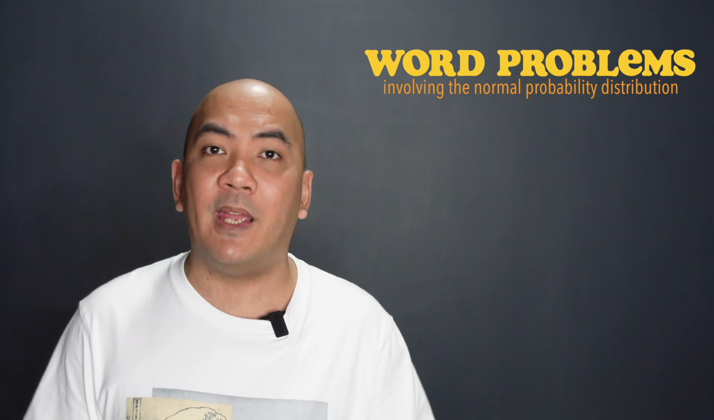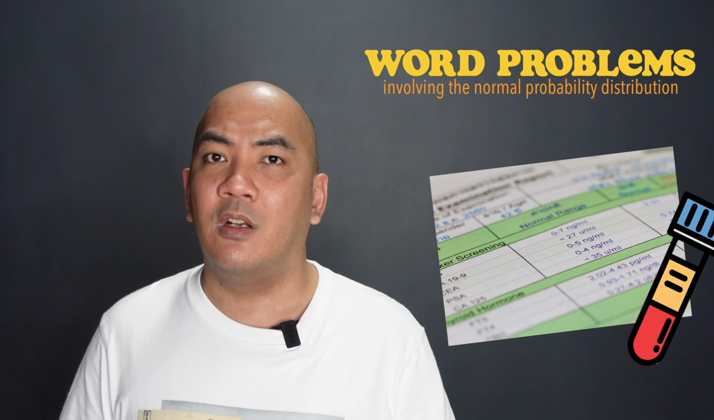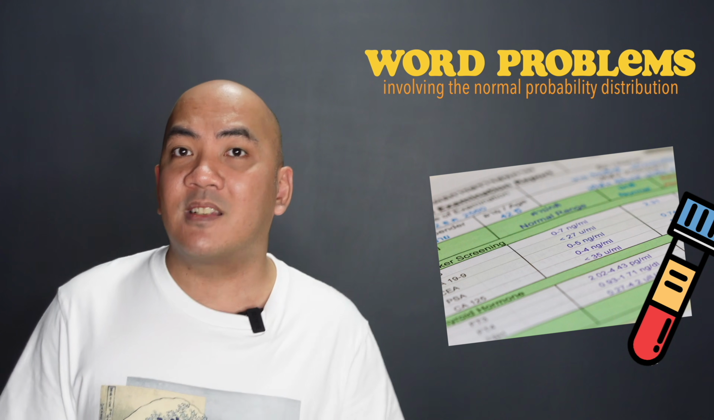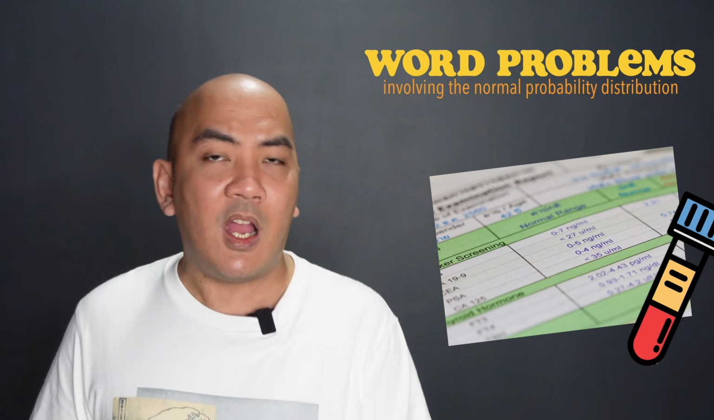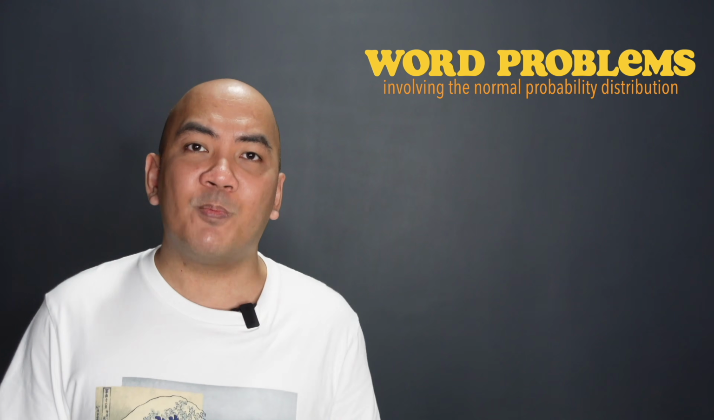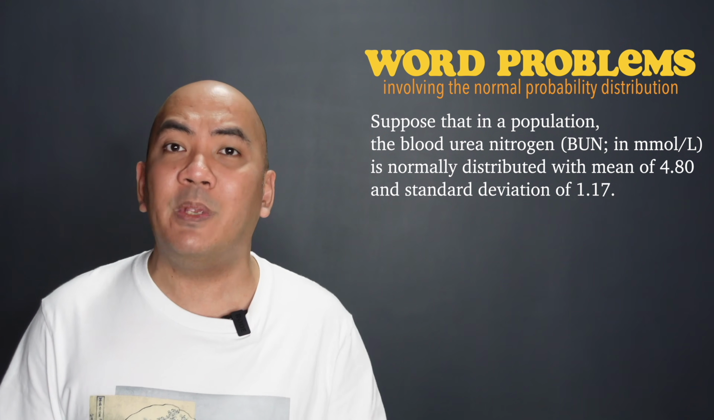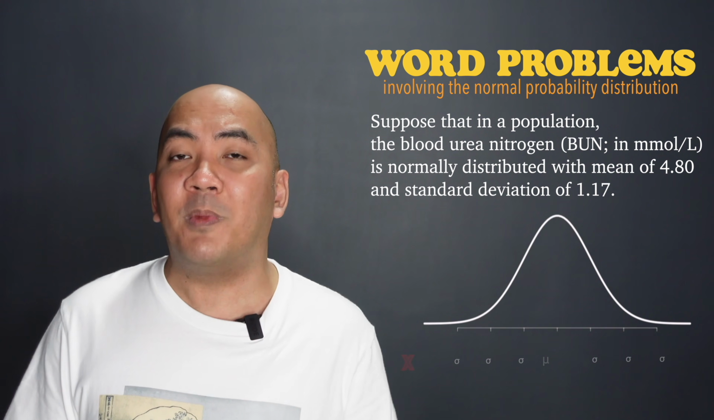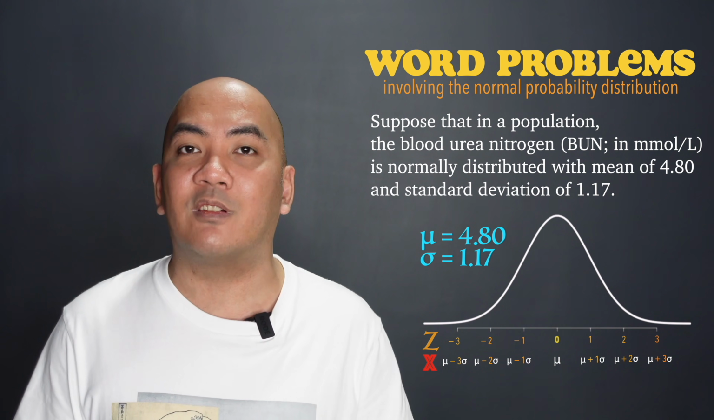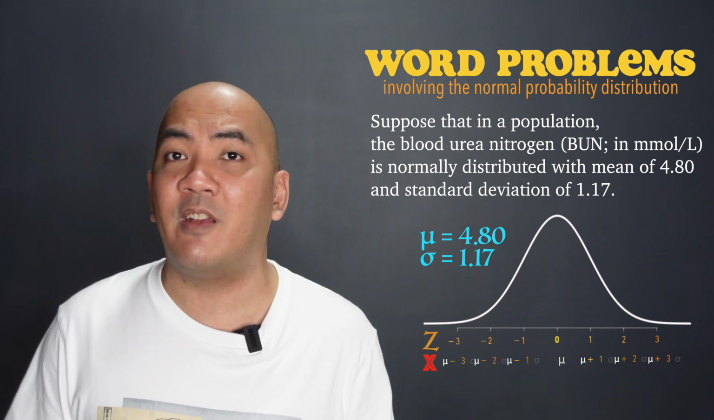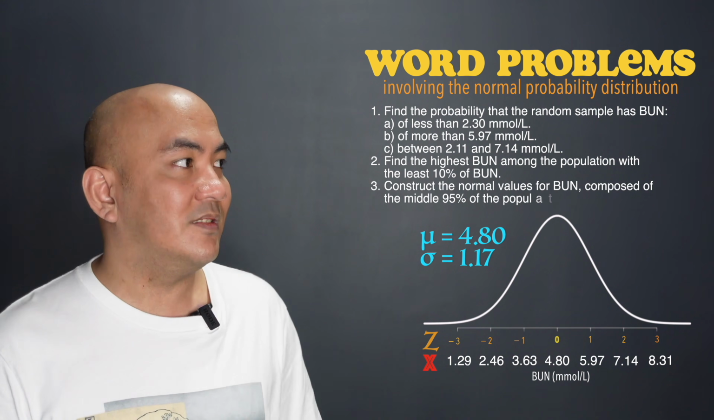For example, in medicine, they have a normal reference range for a specific parameter. For example, in red blood cell count, they have a normal reference range. White blood cell count, they have a normal reference range. Now suppose a certain blood parameter, which is the blood urea nitrogen, or simply the BUN. Assuming it is normally distributed, having a mean of 4.80 millimoles per liter and standard deviation of 1.17 millimoles per liter, let's try to find the following.